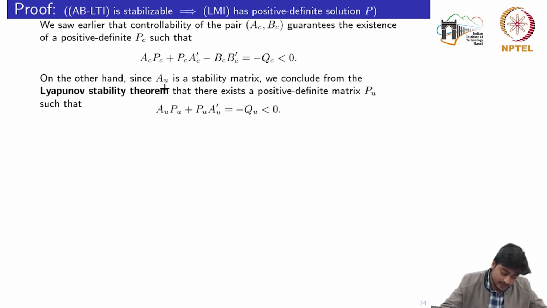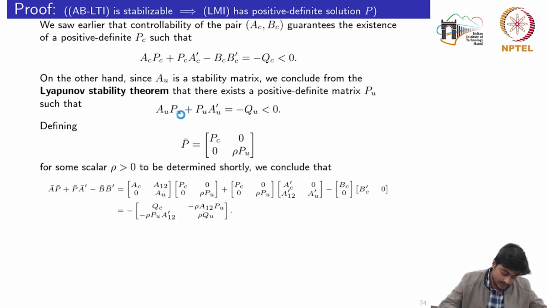Now on the other hand, since AU is a stability matrix, so it is already assumed in this implication that the pair AB is stabilizable, all the eigenvalues are on the left hand side, and AU is a stability matrix. Now using the Lyapunov stability theorem, we can write this LMI in terms of AU, and PU is a positive definite solution of this equation. So this equation we have written from the stability result, and this equation results from the controllability result, with different AC, PC and AU, PU pairs.